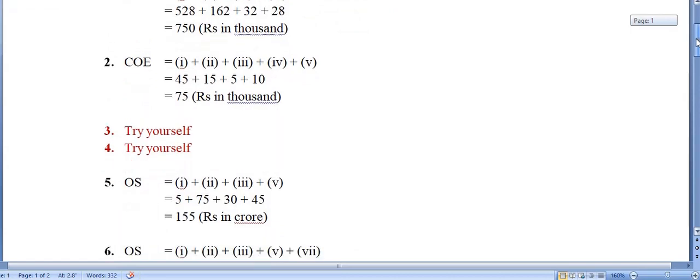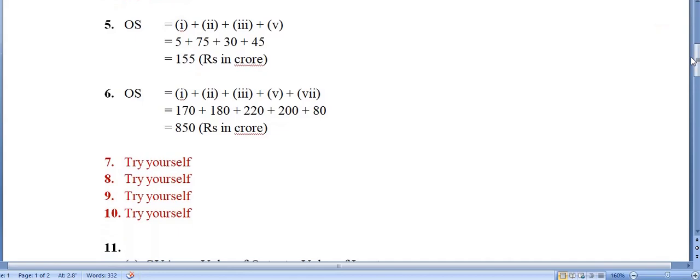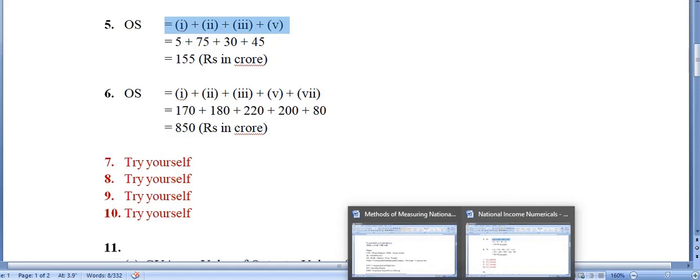Now you can try question number 3 and 4 by yourself. Question number 5: calculate operating surplus from the following data. Royalty will be there, rent will be there, interest will be there. GDP will not be included, first of all, and profit. So 1, 2, 3 and 5. We already know the formula of OS, operating surplus, out here.